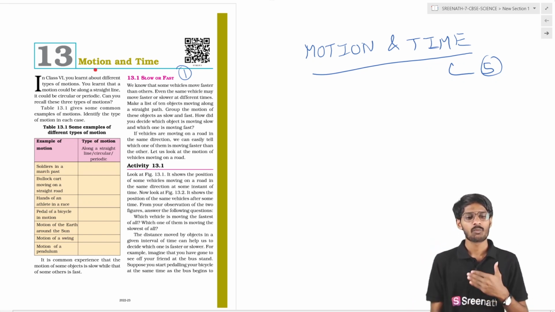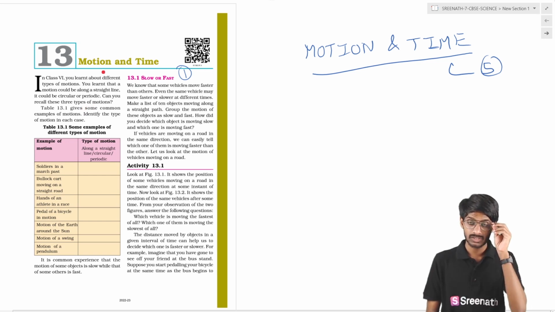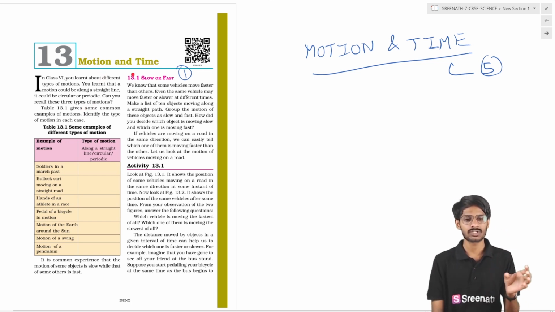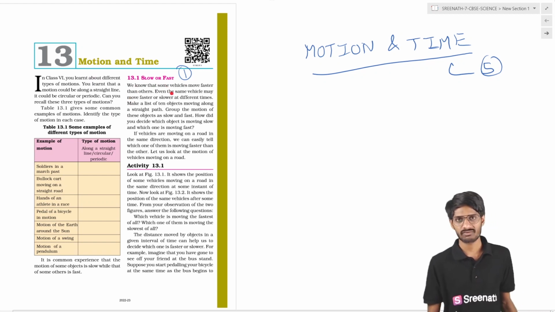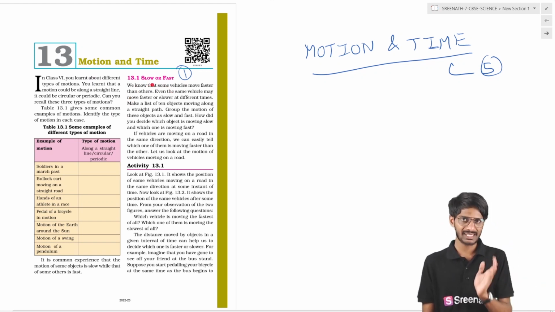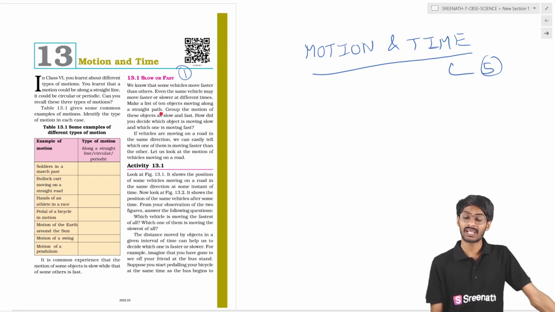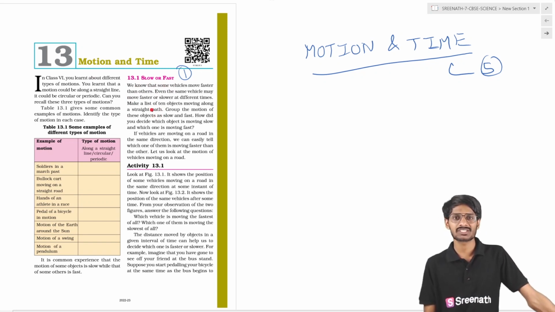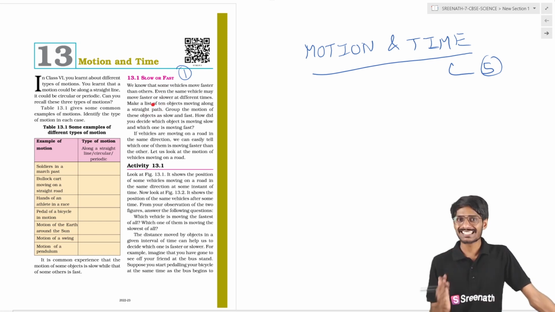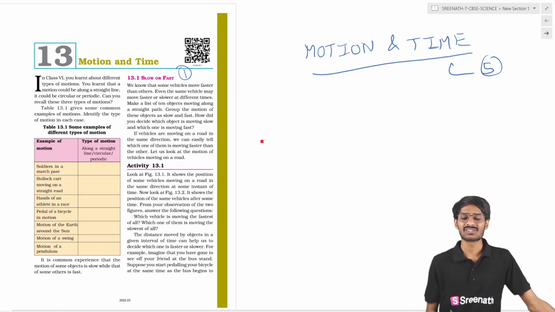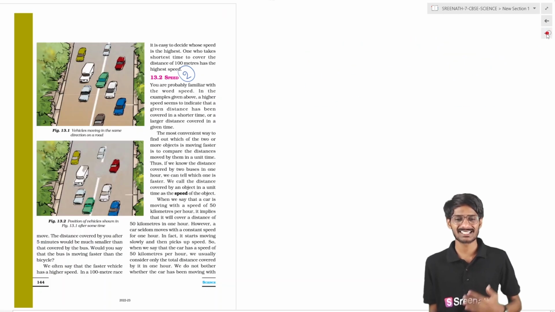Now motion and time, this is the chapter name. We are familiar with the words motion and time, but we are going to learn something new about them in this chapter, students. The first topic is slow or fast. We frequently use these words, but how can we decide which object is moving fast or which object is moving slow? On which basis do we decide it? That's what we are going to learn in the first topic.